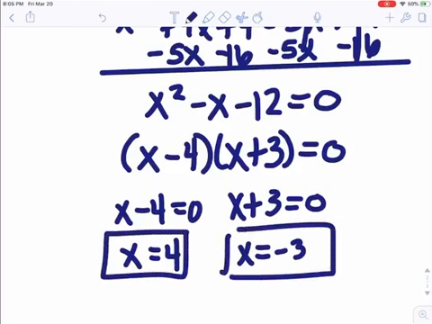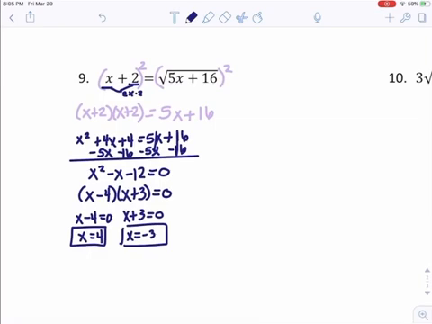Yes, you have to check two answers. Okay, so plug in 4. 4 plus 2, that's 6. So we'll plug in 4 right here. 5 times 4, that's 20. Plus 16, that's 36. The square root of 36 is 6, so 4 works.